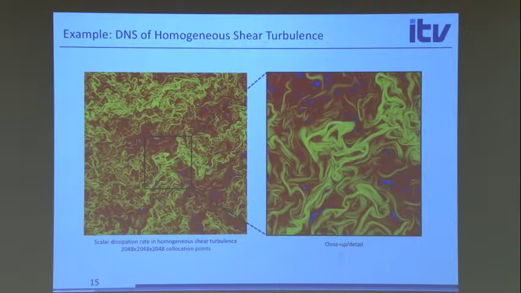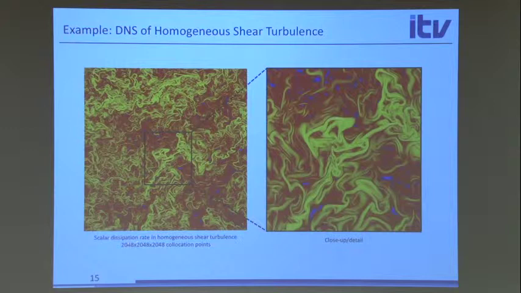This here is homogeneous turbulence, and it just shows you here. This was done on 2,000 times 2,000 times 2,000 cells, which would be 8 billion computational cells. So that's large. It's not the largest; we have done larger simulations. That's just an example.